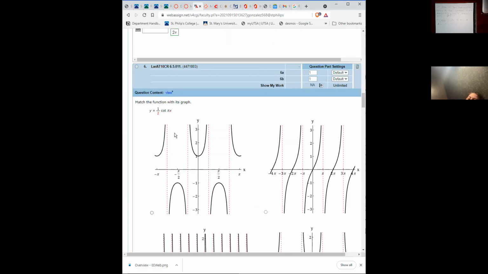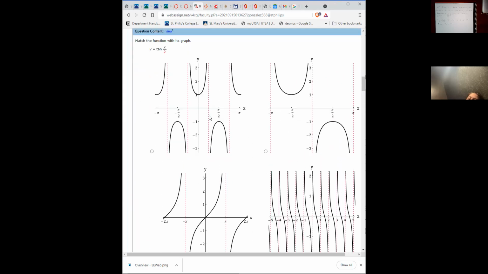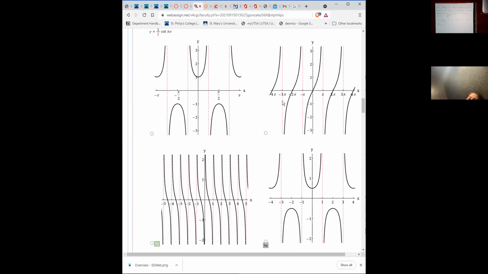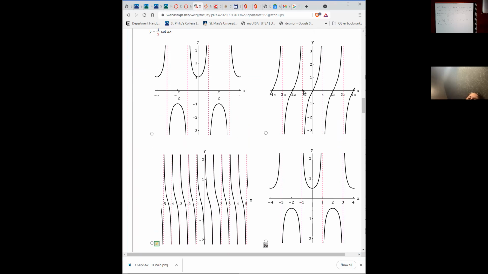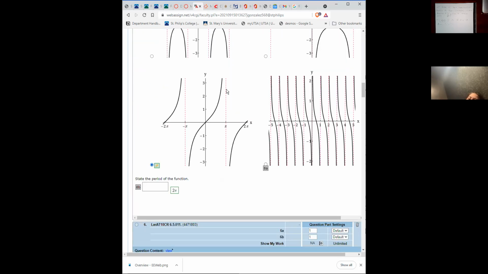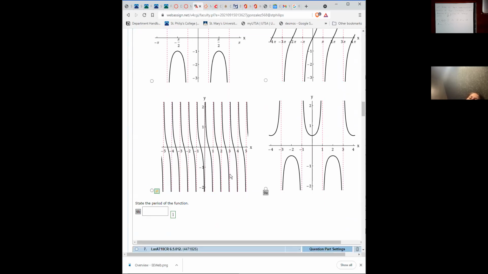Okay, so this is the same deal. Cotangent looks like a tangent, right? So it has to be one of these shapes, these S-type shapes. So I'm like, okay, well, this looks like normal tangent because we just talked about it, right? So it can't be this one, and it's not these two. So by elimination, it has to be this. You would verify it by graphing.